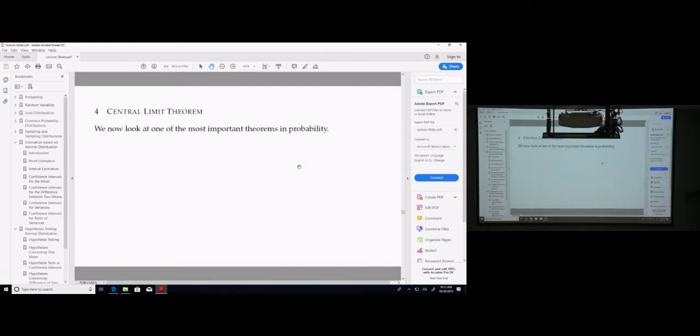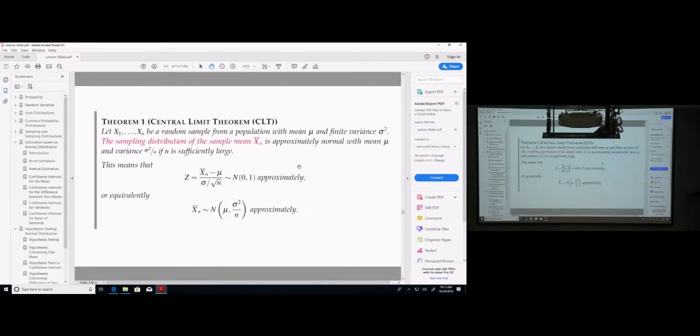Okay, the central limit theorem. We mentioned the importance of the central limit theorem. It basically explains why the normal distribution appears everywhere. It says that if you have a sample x1 up to xn with mean mu and finite variance sigma squared, we do not make any further assumptions on the distribution of the population. All we assume is that the population has a finite mean mu and a finite variance sigma squared.